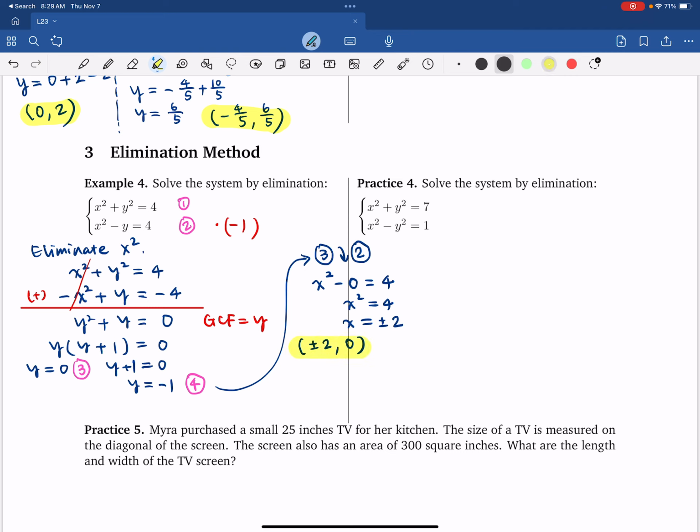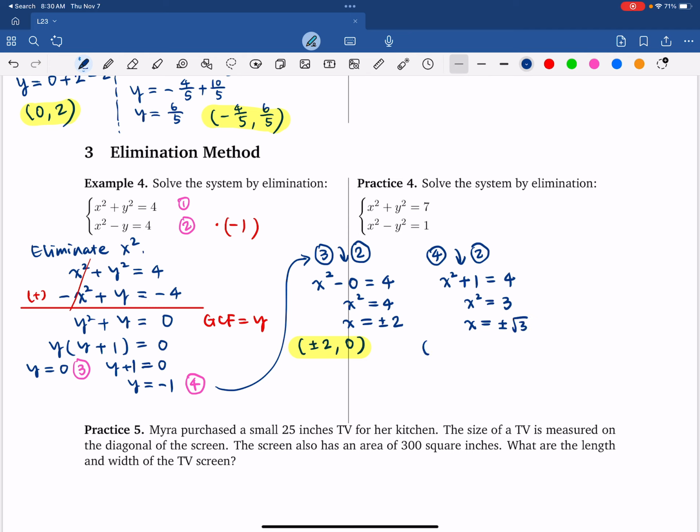I use the words first pair because we have another value for y, right? So for equation 4, we're going to do the same thing. Substitute it into equation 2. So we have x squared minus y. Our y is -1, so minus -1 becomes plus 1 equals 4. Subtract 1 from both sides. X squared is 3. And then we apply the square root property. X is plus minus square root of 3.